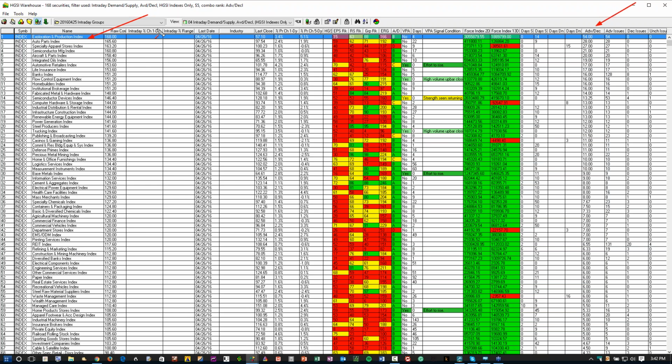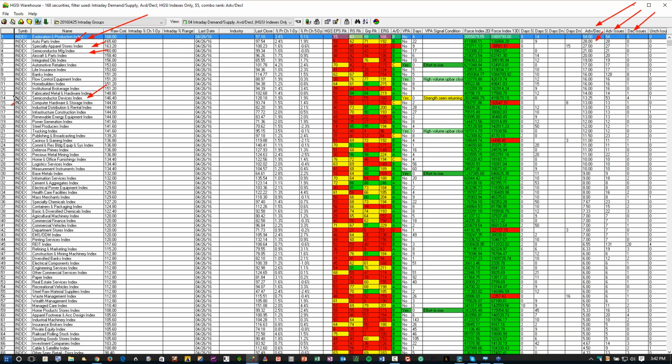The strength today, based upon advancing issues versus declining issues, or breadth, was in the exploration and production stocks at number 1, 54-0. The next one is auto parts, and that was 28-1. Here's the number, and then here's the breakdown, followed by specialty apparel and semiconductor manufacturers and so on down the list. Here are the semiconductor devices.